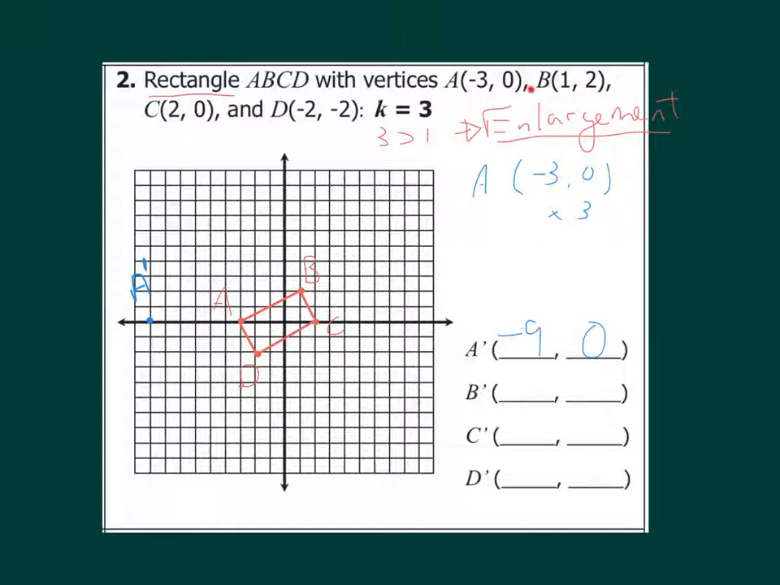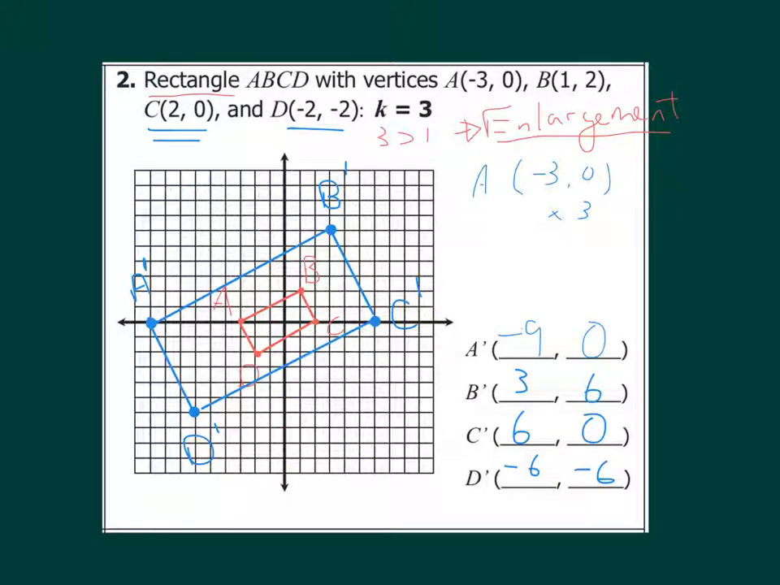So B is 1, 2. When I multiply 1 times 3, I get 3. And when I multiply 2 times 3, I get 6. For C, 2, 0. 2 times 3 is 6. 0 times 3 is still 0. And for D, -2 times 3 is -6. And -2 still times 3 is -6. Now I'm going to plot those points, connect the dots, label them appropriately, and I'm all set.